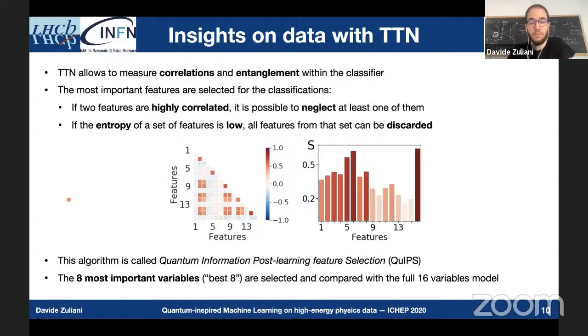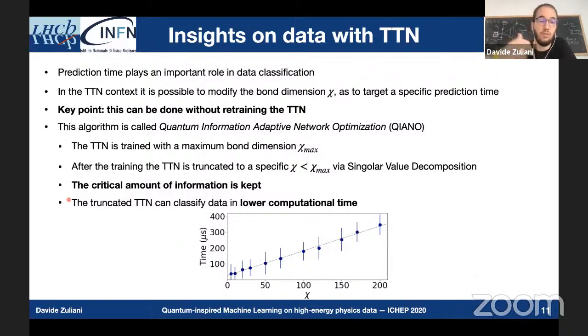And in this way, from the 16 variables of the jet, we select just the 8 most important variables. Not only this, but as I said, also the prediction time plays an important role. And here, the key point is that we can have better prediction time, better performance in timing, by truncating the tensor network without retraining it.